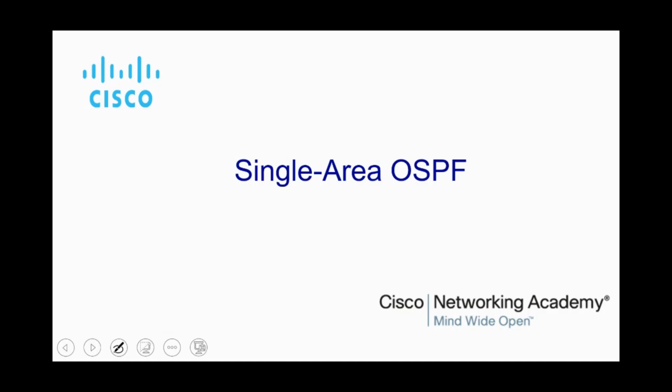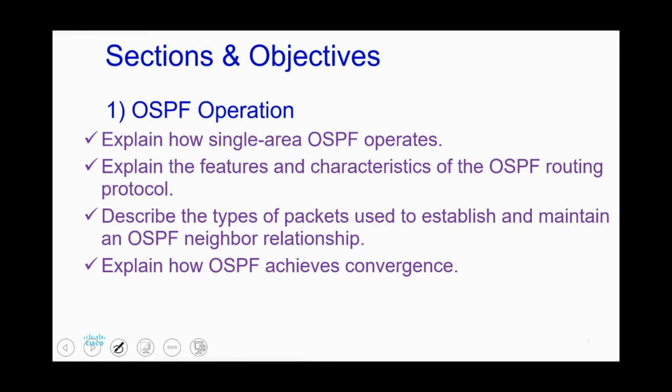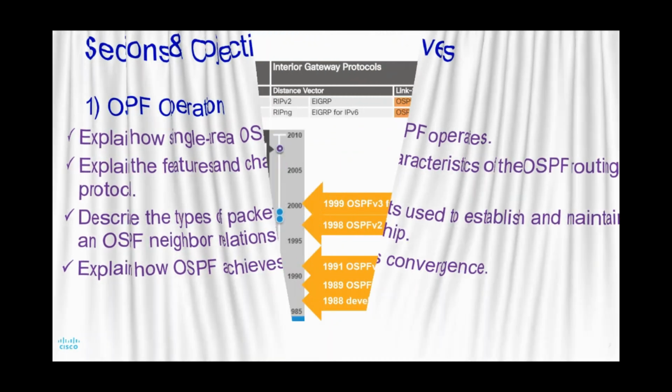Alright, now let's jump into single area Open Shortest Path First, which is OSPF. In this video, I'm going to explain how single area OSPF operates. I'm going to explain the features and characteristics of the OSPF routing protocol and describe the types of packets used to establish and maintain an OSPF neighbor relationship. And I'm also going to explain how OSPF achieves convergence.